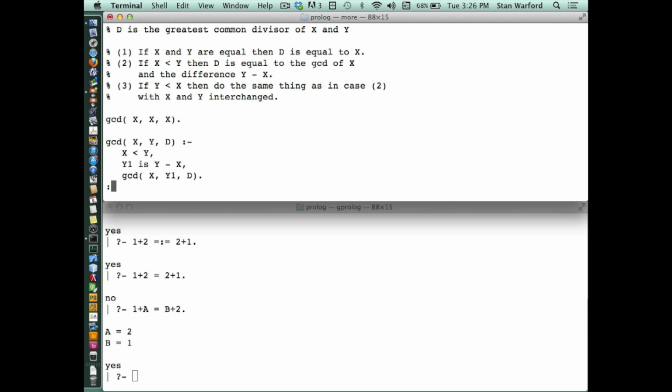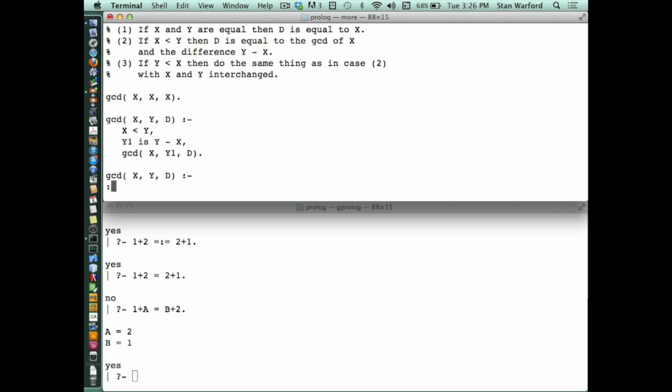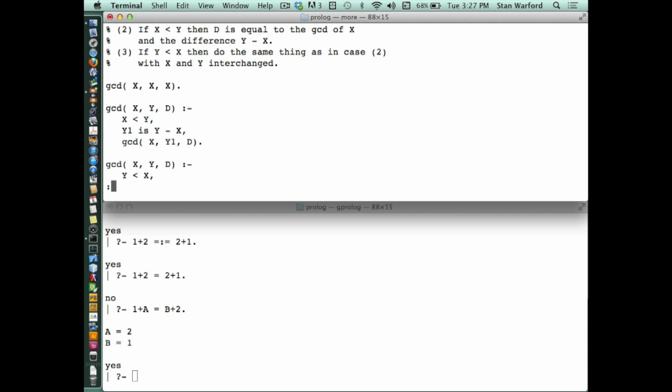And notice that, how do we do OR? We just have a new rule, okay? So now GCD x y d, and now we say if what? Because if the first one fails, it'll just go to the next rule, right? If the test on the first one fails, it'll just go to the next rule. So GCD x y d if what? Okay, so y less than x, now what?